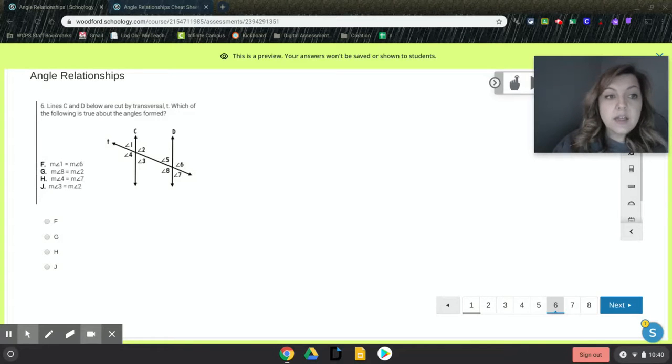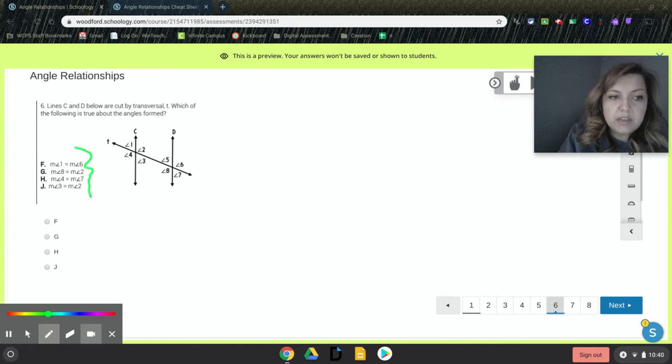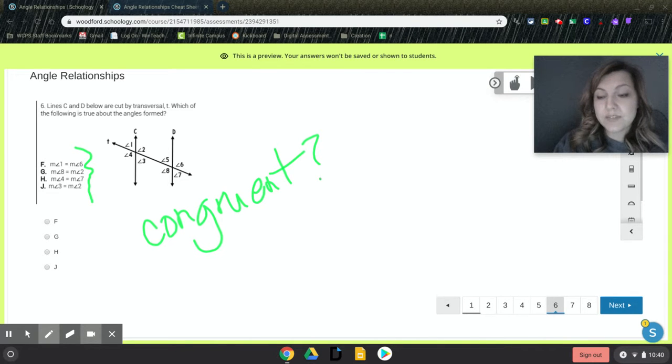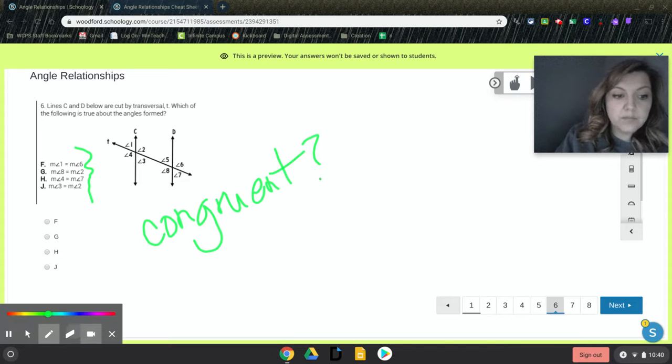Number 6, lines C and D below are cut by a transversal T. Which of the following is true about the angles formed? So this one's saying which one of the angle options that it has here are congruent angles. Which one of these are congruent? Meaning which one of the options list angles that are the same. They have the same value. So you're looking either for a corresponding, an alternate interior, an alternate exterior, or a vertical. Those are the ones that would be congruent or the same. Okay?